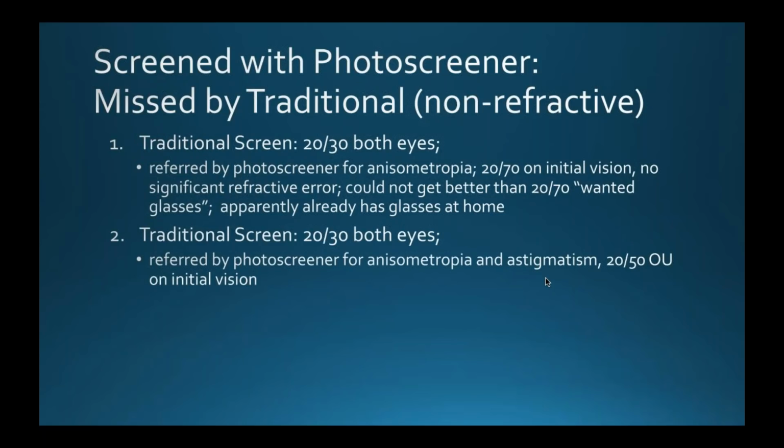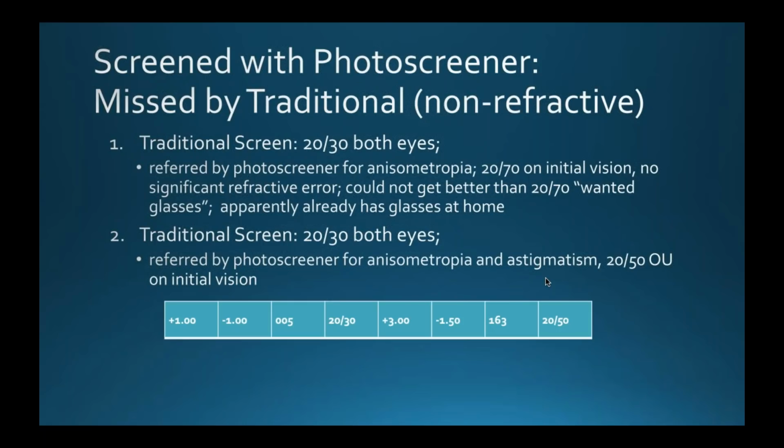Then we look at the traditional screen here for the second child. They were also 20/30 in both eyes. They were referred by the photo screener again for anisometropia, or difference of glasses prescription, and also astigmatism. When we measured their vision, it was 20/50 in both eyes. OU means both eyes on their initial vision screen, and then we measured them for glasses. The first number here, again, is the spherical change, the astigmatism, and where the astigmatism is.